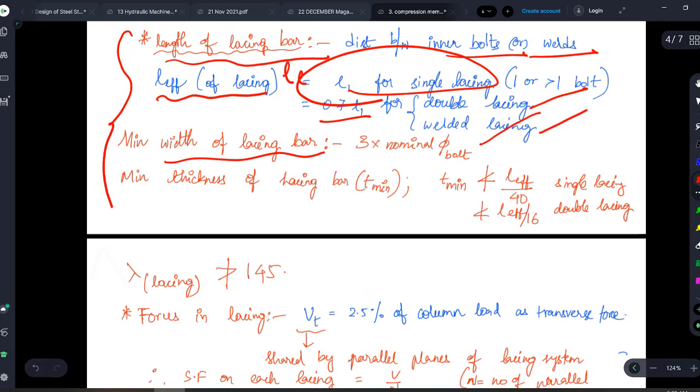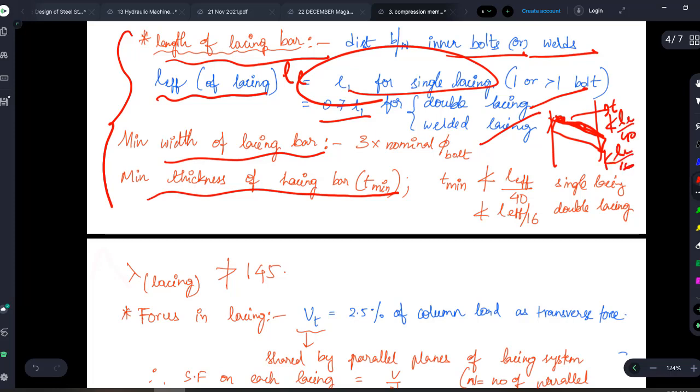And next is minimum thickness of lacing. What is the minimum thickness of lacing? The lacing bar whatever you are using will have a certain thickness, right? So if you are using this lacing, this thickness should not be less than L effective by 40 for single lacing, and it should not be less than L effective by 16 for double lacing. If you have a double lacing system, then what is the answer? It should be not less than L effective by 16. If it is a single lacing, then it should not be less than L effective by 40.